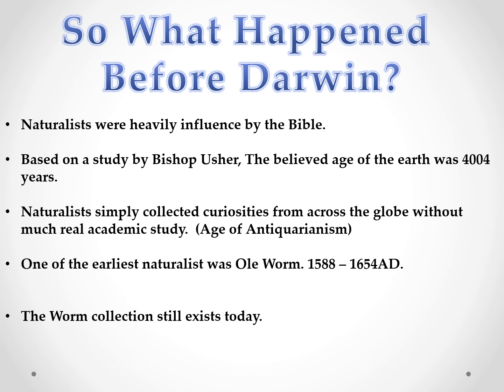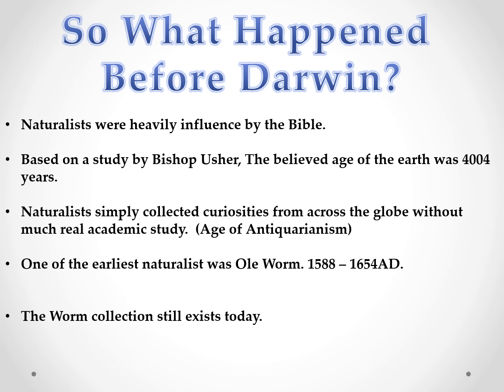During this period, the 18th and early 19th century, most naturalists simply went around the world and collected curiosities from across the globe without much real academic study, right? They would collect all sorts of things. They would collect natural objects like minerals and rocks. They would collect ethnographic objects like hunting tools from faraway tribes or canoes, things like that. One of the earliest naturalists who really started this trend was a guy named Ole Worm, who lived from 1588 to 1654.